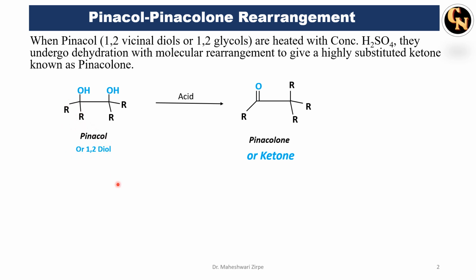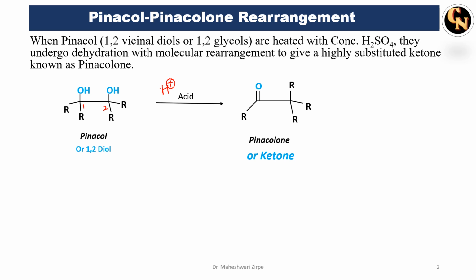So if we start numbering them, this is your first carbon and this is your second carbon. On the first carbon there is an OH group and on the second carbon there is also an OH group. And there are 4 R groups, substituents on the first and second carbon. So it is a 1,2 diol. When it is treated with acid, acid contains H plus ions. So this Pinacol undergoes rearrangement to form ketone, which is also known as pinacolone.